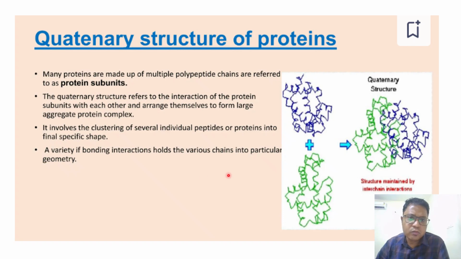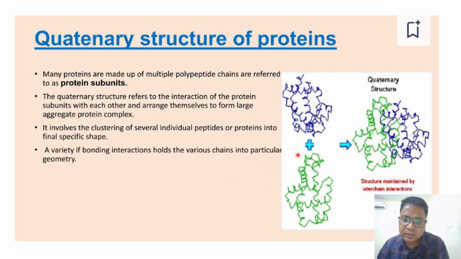So now let us talk about the quaternary structure of protein. Many proteins are made up of multiple polypeptide chains, referred to as protein subunits. The quaternary structure refers to the interaction of the protein subunits with each other, arranging themselves to form a large aggregate protein complex. It involves the clustering of several individual polypeptides into a final specific shape. A variety of bonding interactions holds the various chains in a particular geometry.